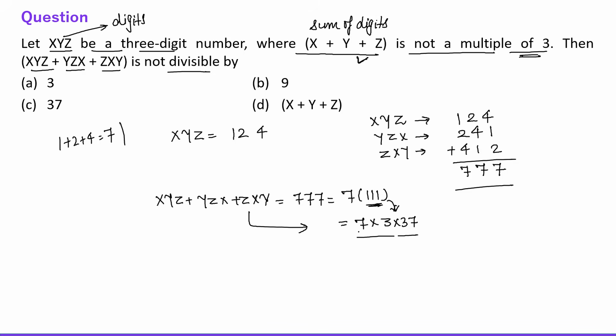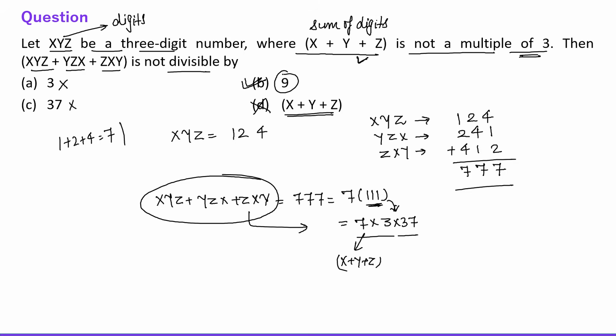Now the question is asking, this sum is not divisible by. So here 3 is a factor of the sum, so 3 is not the answer. 37 is not the answer. x plus y plus z: here 7 is equal to x plus y plus z, so obviously the number is divisible by x plus y plus z also. The number is not divisible by which number? The number is not divisible by 9. The correct option is option B. Okay.